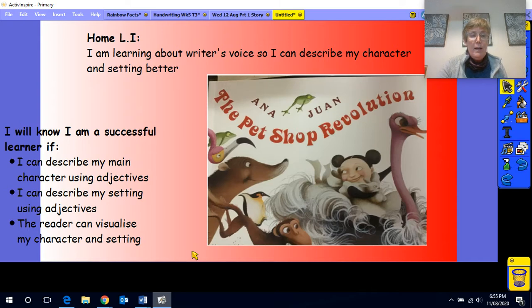If you can describe your main character using adjectives, that's words that describe your character, and if you can describe your setting using adjectives. Also, if the reader can visualize your character and setting, that means if the reader can get a picture in their head of where your story takes place and the people who are in your story, the characters.